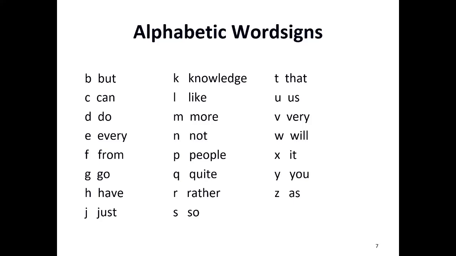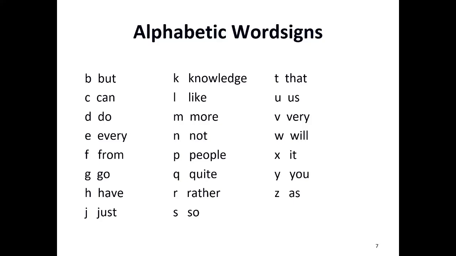The first category is alphabetic word signs. These are the easiest contractions. Most of the letters of the alphabet, when they're standing all by themselves with spaces on either side, also stand for entire words. Most of the words start with the letter of the alphabet that they begin with. There are 2 exceptions. X stands for it, and Z means as. Otherwise, B means but, C means can, D means do, or D-O, and so on.